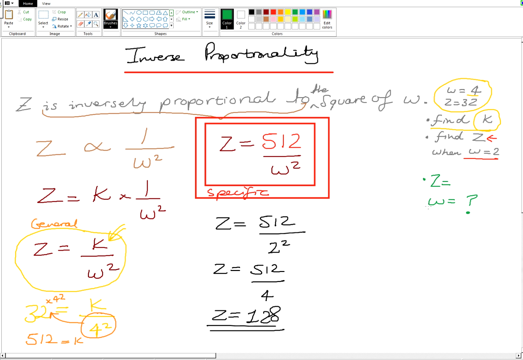Z is equal to, let's just give Z a value of 51200. That's the next question. First of all, we copy out the specific formula again: Z is equal to 512 divided by W squared. Now we know the value of Z instead, so that goes here. We have 51200 is equal to 512 divided by W squared.